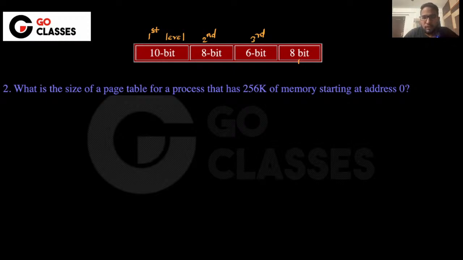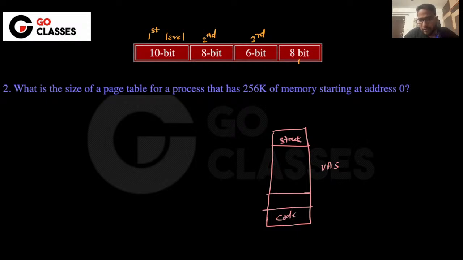So suppose that this is your virtual address space. It has different areas: this is the stack, this is the heap, maybe this is code, this is data, this is heap, something like this.